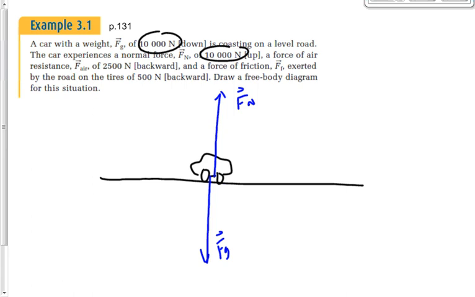What else we got here? Let's assume that it's moving to the right. If it's moving to the right, then air resistance will be to the left. And it's going to be 2,500 newtons.